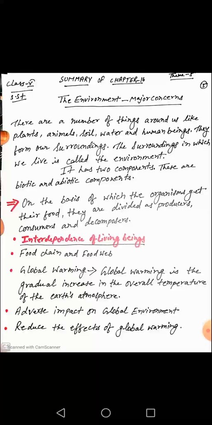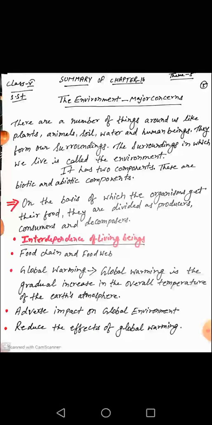Next one is adverse impact of global environment. ग्लोबल इन्वायरमेंट का हमारे जो है नेचर पर क्या असर खराब बैड इफ़ेक्ट हो रहा है. इसके बहुत ज़्यादा टेम्परेचर बढ़ जाने से क्या क्या इफ़ेक्ट होगा ह्यूमन बीइंग पर. वी रीड ऑल दी थिंग्स इन दिस चैप्टर. And the last topic is how we reduce the effects of global warming in this chapter.